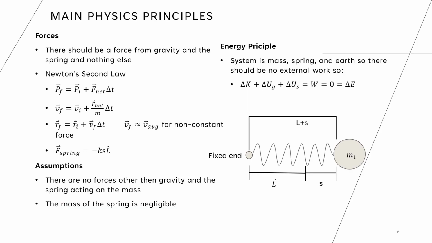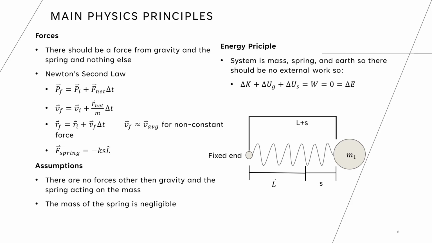be modeled fairly well. So for the main physics principles in this lab, as our forces, we're assuming there will be nothing except for gravity and the force of the spring. Using Newton's second law, we can then predict the motion using it in its form of Vf equals Vi plus F net over m delta t. And then we can update our position using Rf equals Ri plus Vf delta t, because we'll use Vf for a non-constant spring force. Spring force is negative Ks s L hat, so it will point in whatever direction is specified by s, whether s is compression or extension. And then our assumptions are that there's no other force and the mass of the spring is negligible.